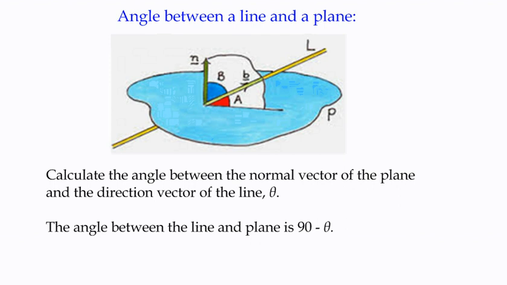17 in our vectors topic. If you haven't seen them, I would suggest you check them out first. This is example 18. So in this video, we're going to have a look at finding the angle between a line in space and a plane.